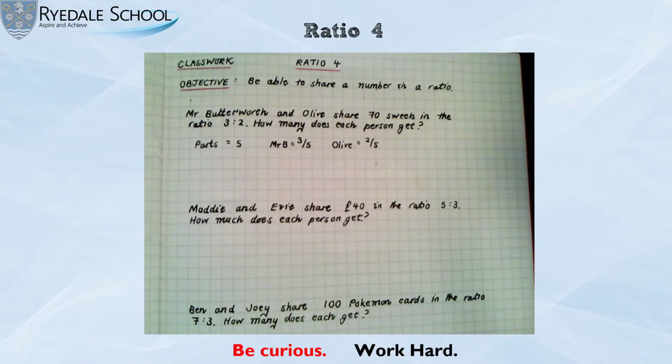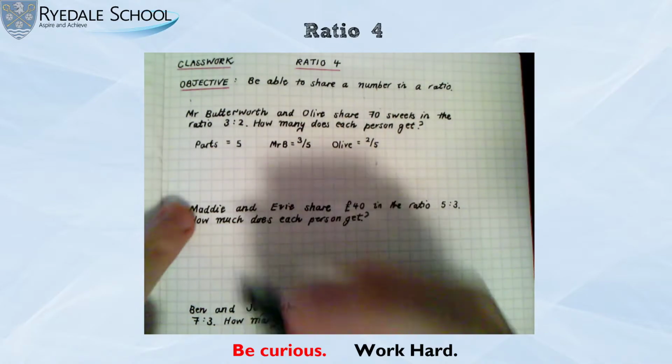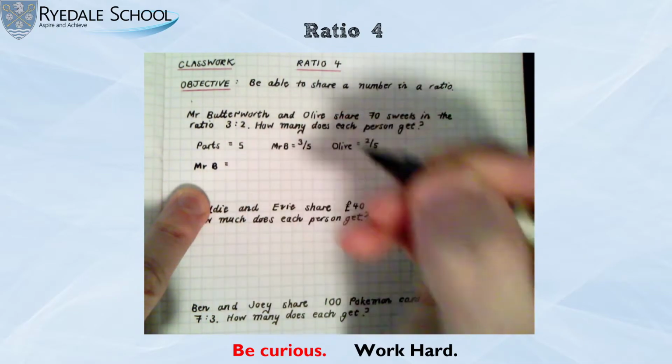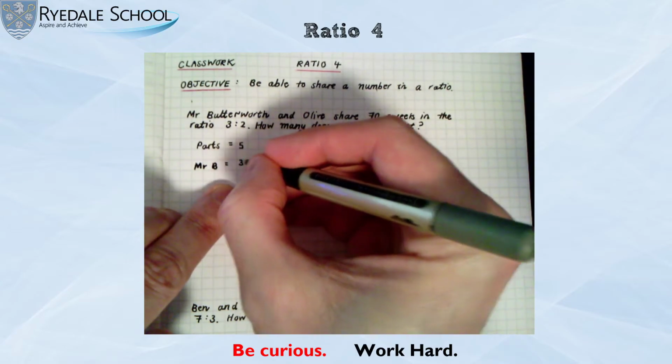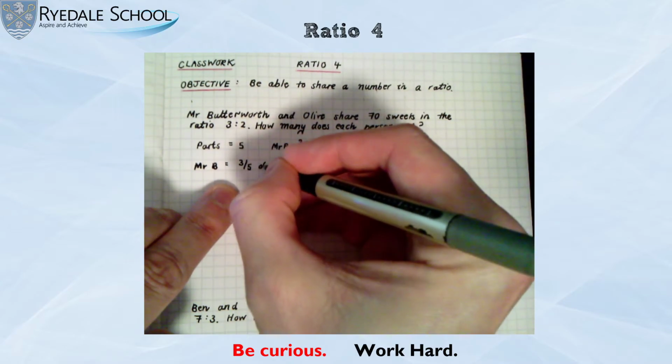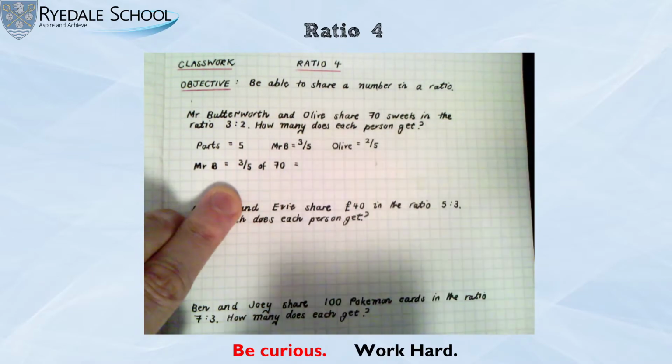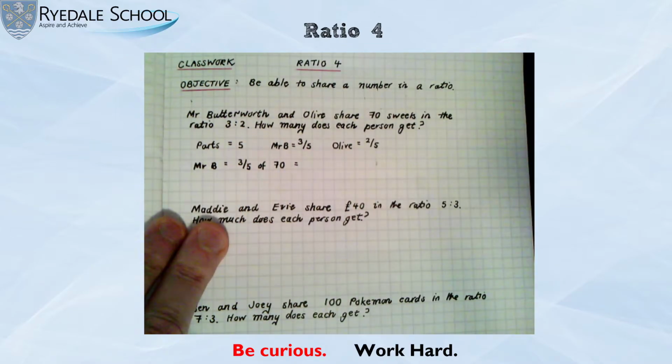So I get 3/5 of the sweets. Olive gets 2/5 of the sweets. So if I want to work out how many I'm getting altogether, I need to work out 3/5 of 70. And how can I work out 3/5 of something? Well, this ties into the work you were doing on fractions earlier in the year.